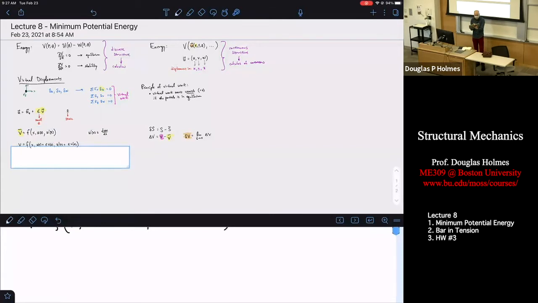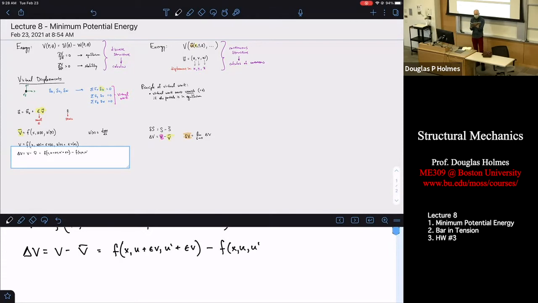So our delta V is simply V minus V bar, which is equal to some function f of x, u plus epsilon v, u prime plus epsilon v prime, minus f of x, u and u prime.